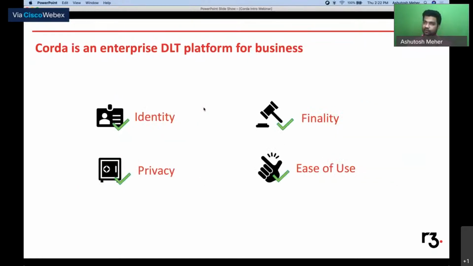Right. So there you go. We have solved all of our problems: the identity, privacy, finality, ease of use. All four problems which we talked about in traditional blockchains have been overcome by Corda. And that's why we say that Corda is the third gen blockchain platform, which is more or less suitable for businesses.